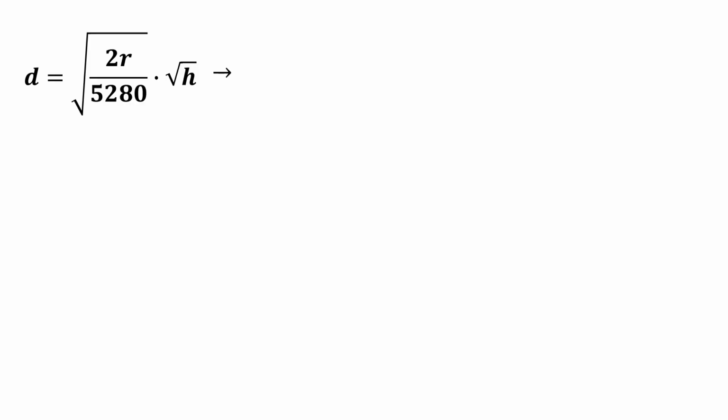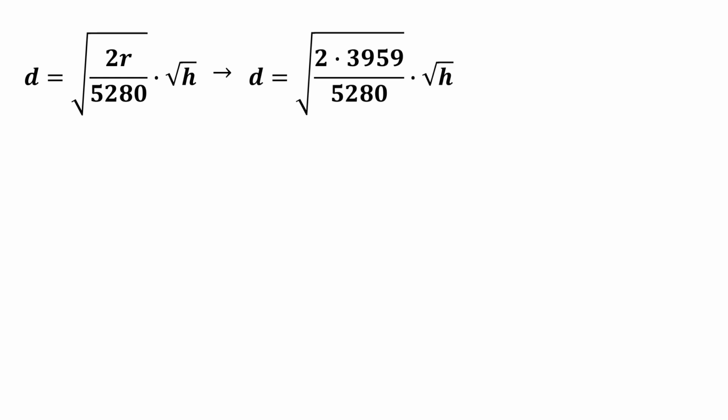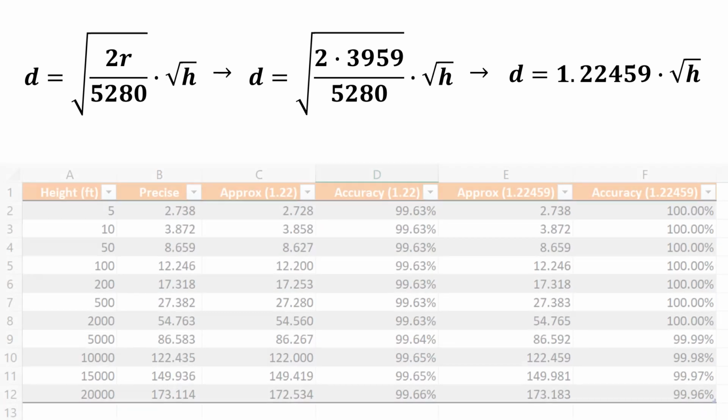So now, when we plug in the radius of the Earth in miles, which is 3959, then that first term simplifies to 1.22459, which is where the formula comes from. Obviously it's been rounded down to just 1.22 for convenience. But how accurate is it?